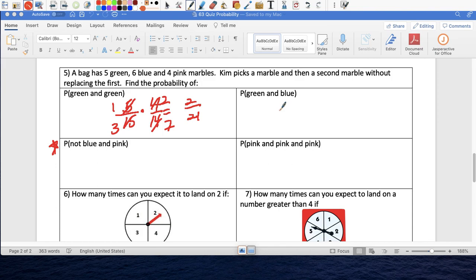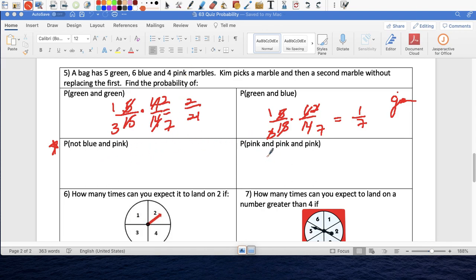Green and blue, probability of getting a green is 5 out of 15. You put a green in your pocket and you go back. You'll still have the same amount of blue, which is 6, but you'll have one less total because the green is in your pocket. So simplify 1 over 3, 1 over 2, 1 over 7. So that is 1 out of 7 chance of that happening. And then a pink, a pink, and a pink. I'll do that one last.